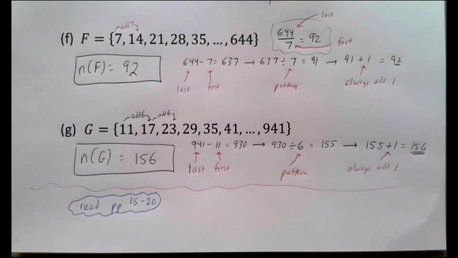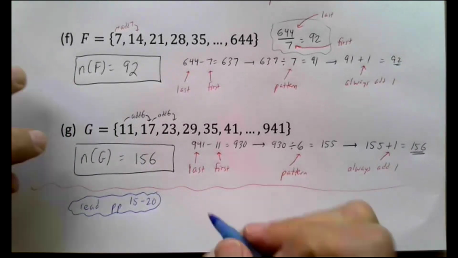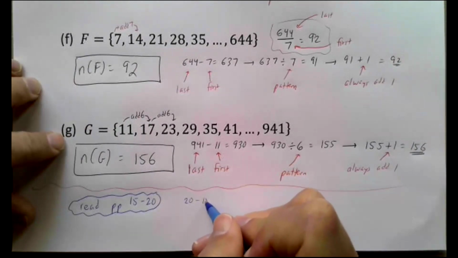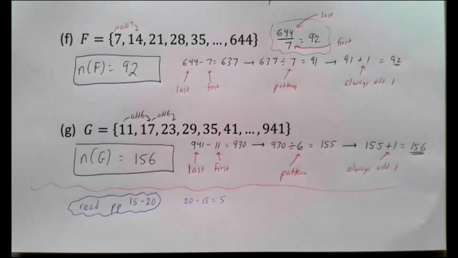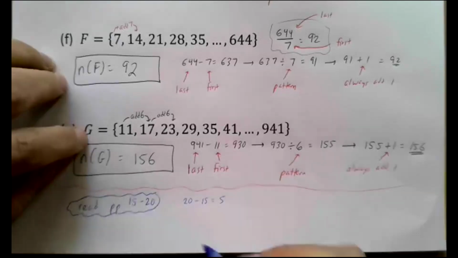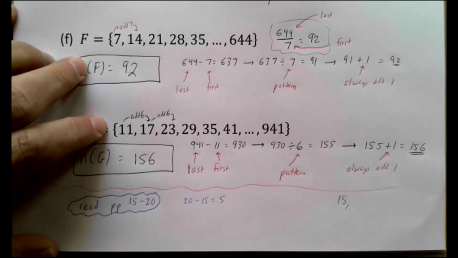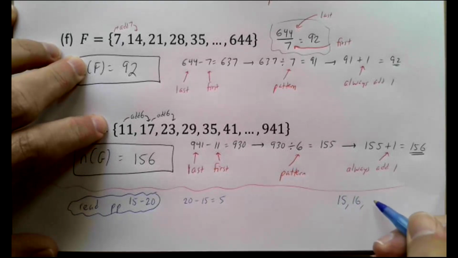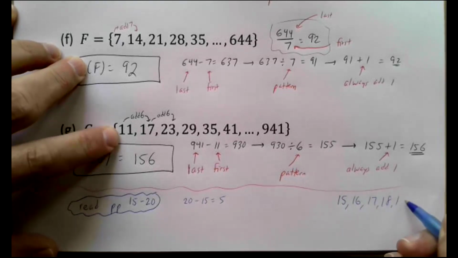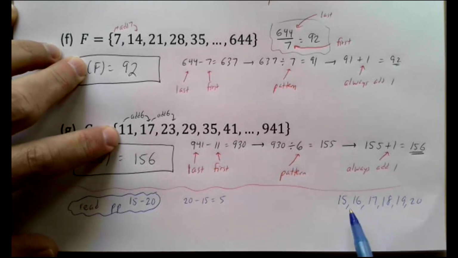Some people think we're reading 5 pages because they would do 20 minus 15. I think a lot of people would say we have to go home and read 5 pages tonight because 20 minus 15 is 5. But that's not the right answer. I agree 20 minus 15 is 5, but you're actually reading 6 pages. Because you have to go home and read page 15, and page 16 and 17 and 18 and 19 and 20. That's not 5 things. That's 1, 2, 3, 4, 5, 6 things.